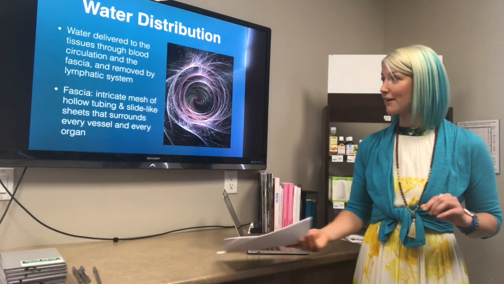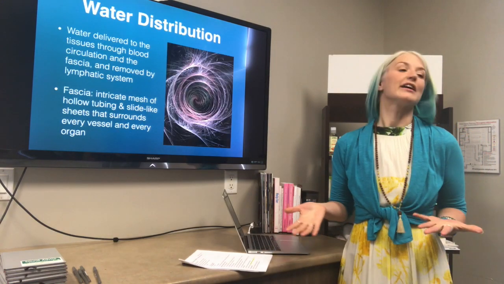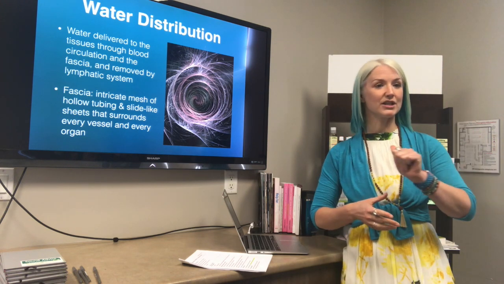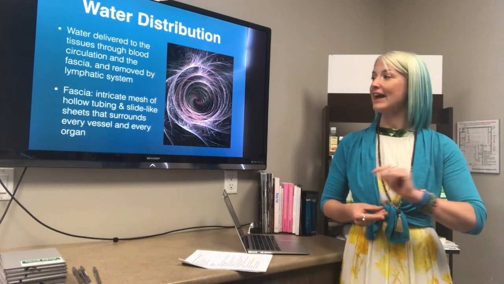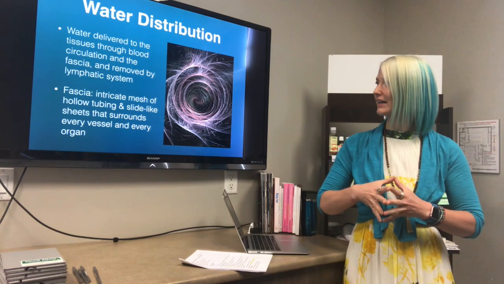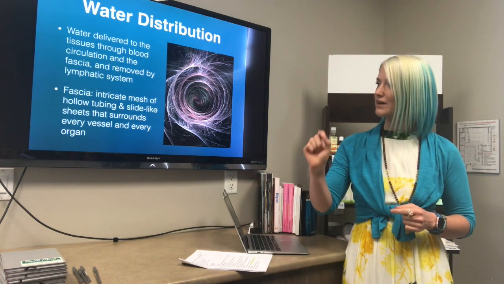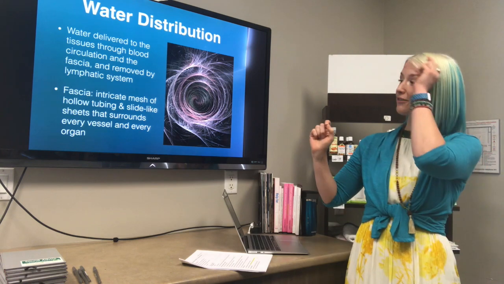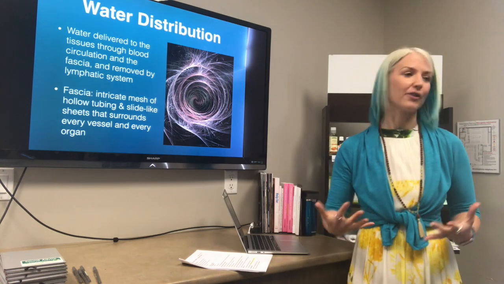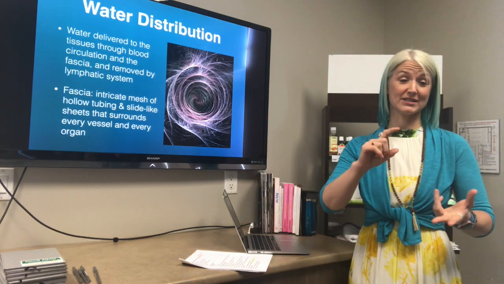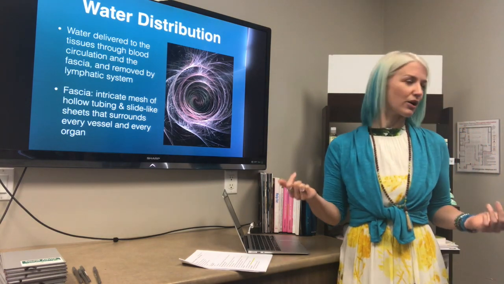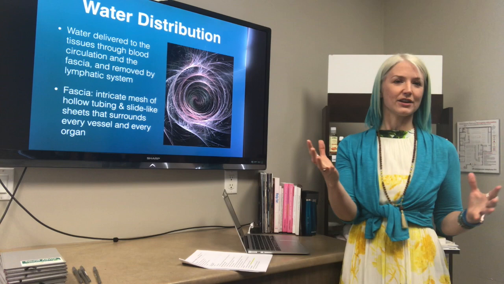So it's not just about putting enough water in your body, it's about delivering it to all the tissues that need it. Water is delivered to the tissues 2 ways: through the blood circulation and through the fascia. Then it's removed by your lymph system. Fascia, they've found recently through really tiny microscopic videos, is really interesting and really intricate. It surrounds every vessel and every organ, every nerve fiber, every teeny tiny blood vessel. If you want to picture it, it's like a soaker hose that's surrounding everything in your body.